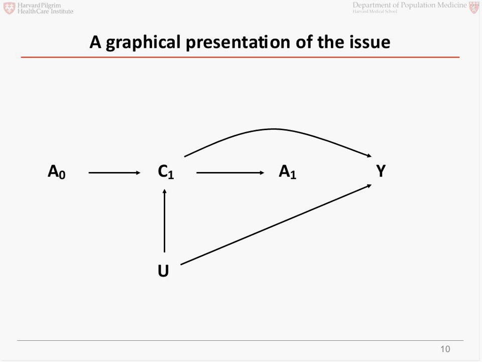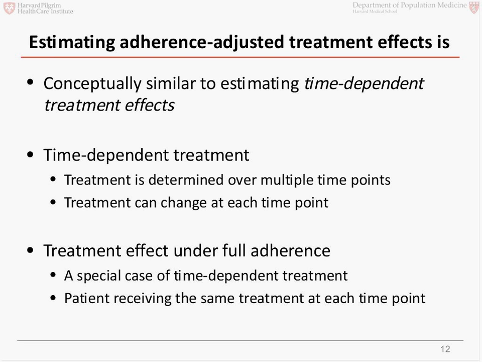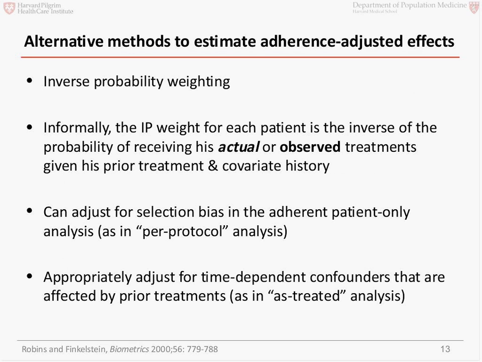So the message here is that estimating the effect of treatment under full adherence is very similar to estimating a time-dependent treatment effect. If you look at things from this perspective, we can use the methods that we have been using to estimate time-dependent treatment effects to get the adherence-adjusted effects. There are a number of such methods, and we are going to focus on one of them today, which is inverse probability weighting.